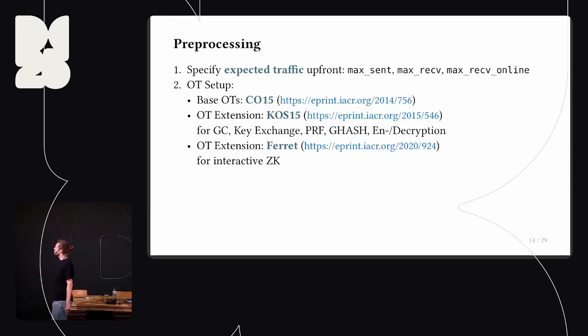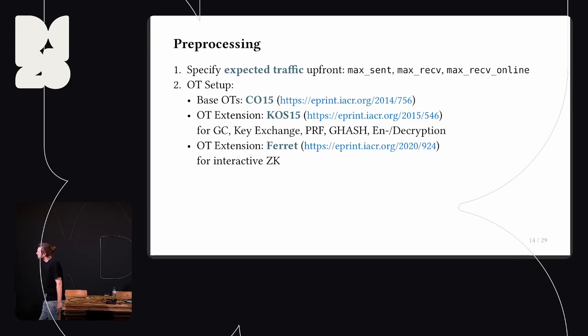That's what we do here. We use CO15 as the protocol for our base OTs, which uses elliptic curves. Then we use an OT extension, COS15, which is a random oracle model protocol. It uses symmetric key cryptography to get many OTs from that. That's why it works: the extension works without public key cryptography, so it's very efficient.